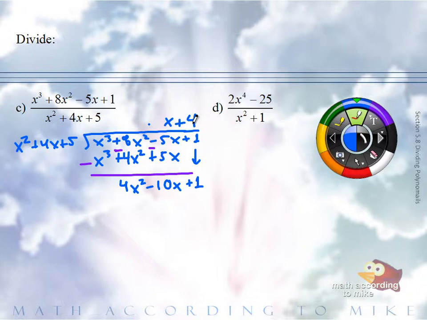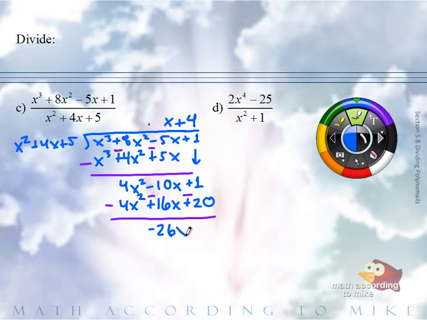4 times x squared, 4x squared. 4 times 4x, 16x. 4 times 5, 20. 4x squared is canceled. Negative 10x minus 16x. Good. 1 minus 20. Very good.